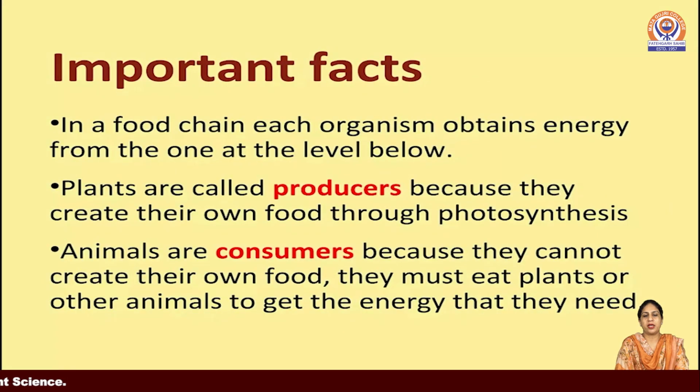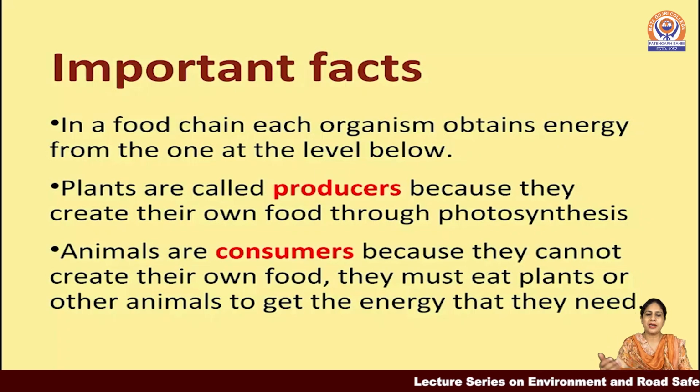So, in a food chain, each organism obtains energy from one at the level below. So, as I've already explained, the energy is being taken up from the lower trophic level or from the lower organism and is being further passed to the next organism, and it never flows in the reverse manner. So, plants are called producers because they create their own food through photosynthesis.